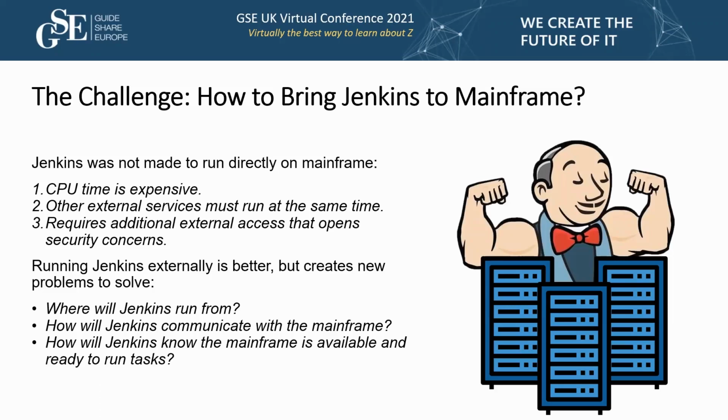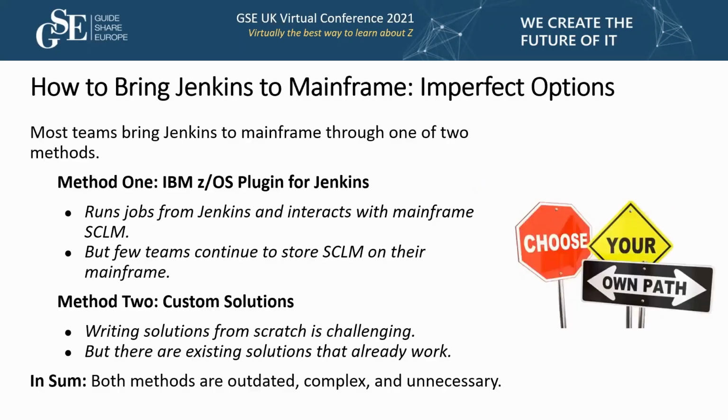Of course, running Jenkins as an external service creates a new challenge: how to make contact between Jenkins and the mainframe. Other methods attempt to provide a solution to this challenge. The first option is to use IBM's z/OS plugin for Jenkins. As a whole, this plugin is a good solution to connect Jenkins and mainframe. It provides rich functionality to automate some processes, and it provides the ability to perform some mainframe-specific actions, like running JCL jobs and so on.